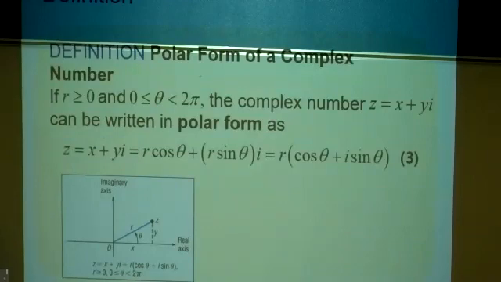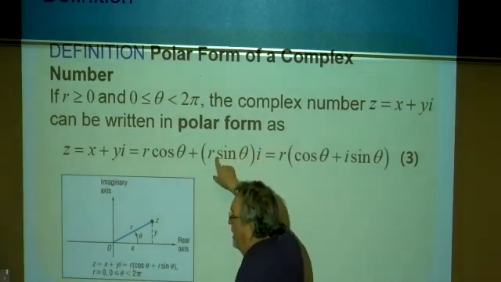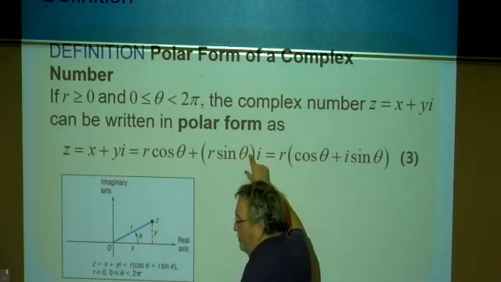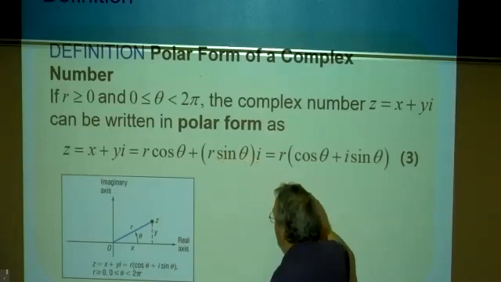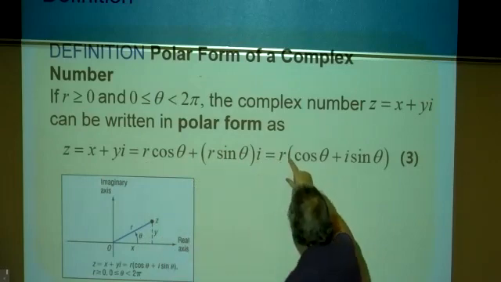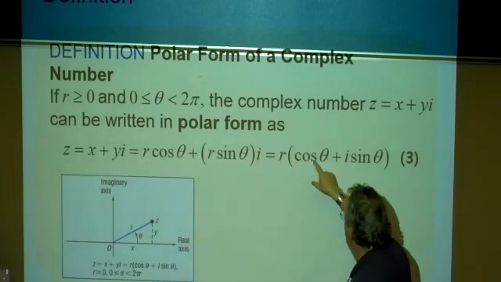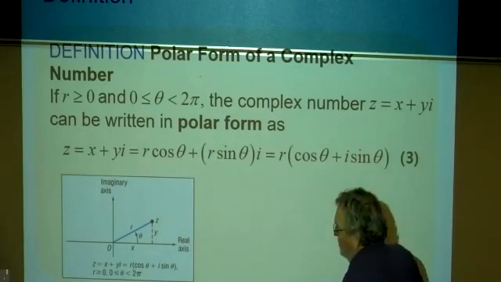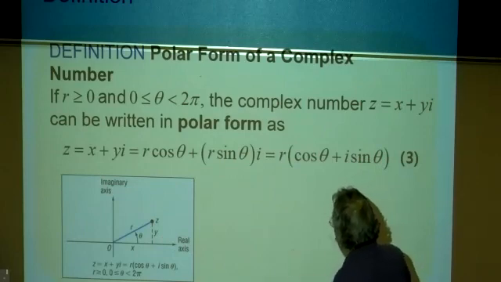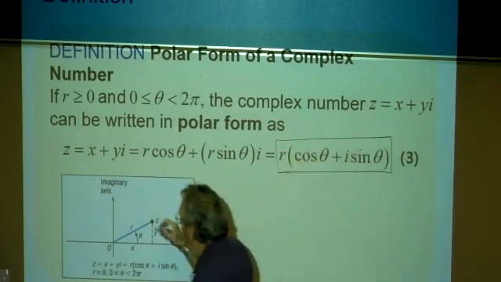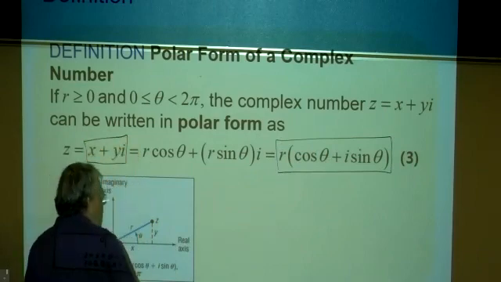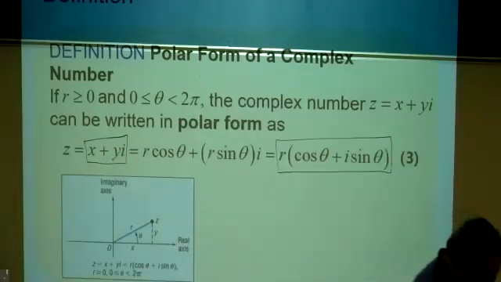Or we would typically write the i in front of the sine just so we don't get confused that we're multiplying theta by i; we're multiplying the sine of theta by i. And they factor the r out, so it's the radius times the cosine of theta plus i sine of theta. So this right here is this number in polar form.